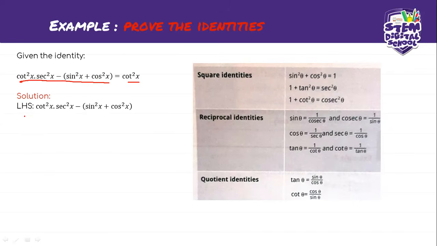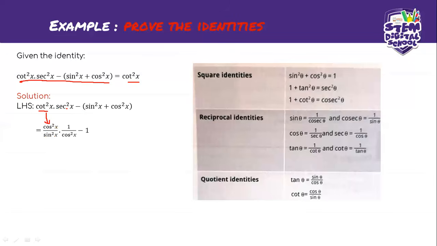Now we agreed that we're going to take the left hand side. Then we did that. Then let's proceed. Now what we did here is cot squared x. Cot squared x equals what? Cos squared x over sine squared x. So we change this to this. We have changed cot squared x to become cos squared x over sine squared x.